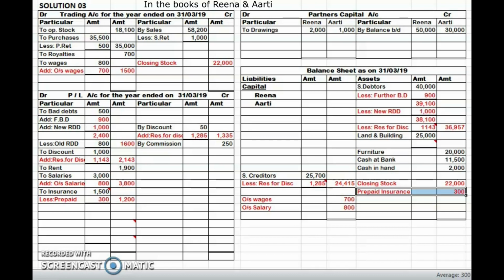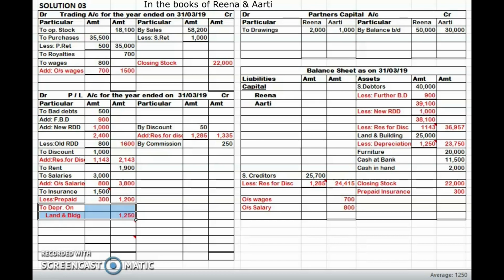Sixth adjustment, depreciate land and building at the rate of 5%. 5% on 25,000, that is 1250. Deduct that depreciation, outer column amount is 23,750. Second effect of depreciation, profit and loss account, debit side to depreciation 1250. We are finished with all the adjustments.